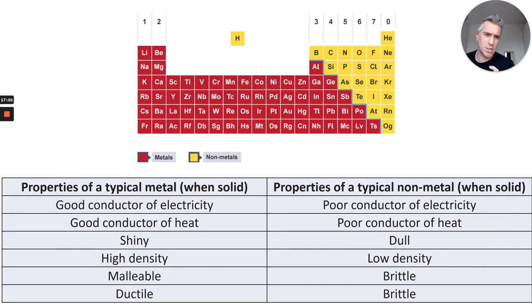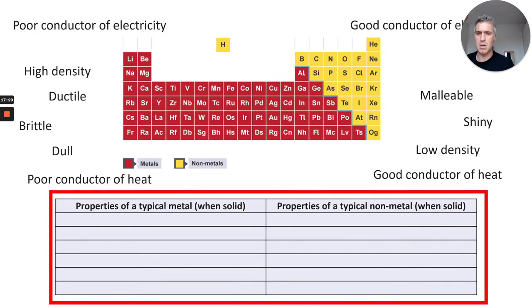They are poor conductors of electricity. They are poor conductors of heat. They are not shiny. They are dull, as in not very shiny, not as in boring. They have a low density. If you hold a piece of metal and a non-metal, the same size, the metal will be much heavier. Brittle means it breaks easily.